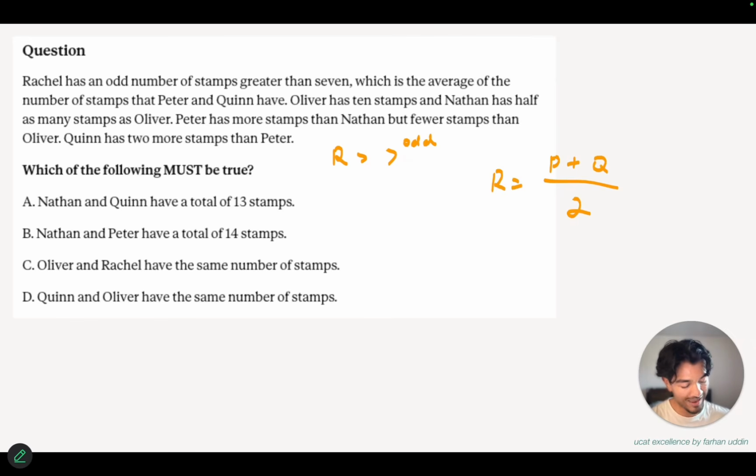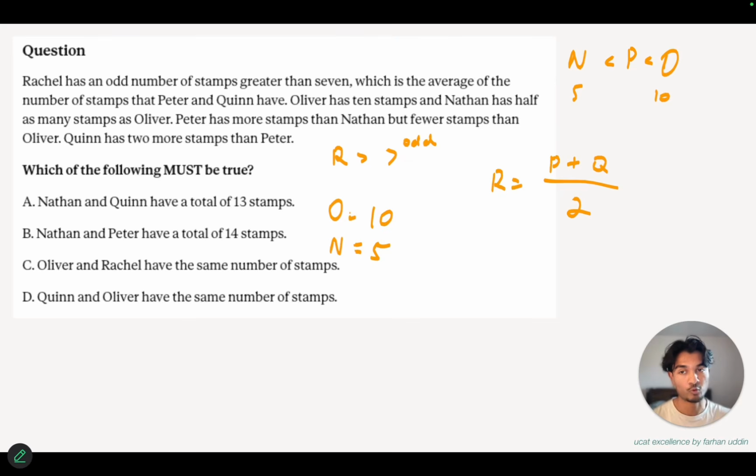Because if you think about it, if you add up the number of stamps Peter and Quinn have, you divide that by the number of people here, that's 2, then you end up getting the average. So that's going to help us out. Oliver has 10 stamps and Nathan has half as many as Oliver. So we know that Nathan equals 5. Peter has more stamps than Nathan, but fewer stamps than Oliver. So let's depict that. So we've got Oliver here, Nathan here, and we know that Nathan's 5, Oliver's 10, and Peter is somewhere between 5 and 10.